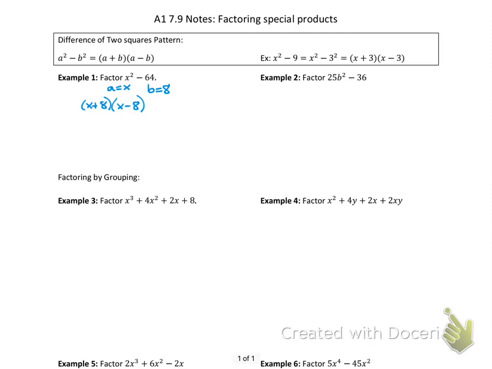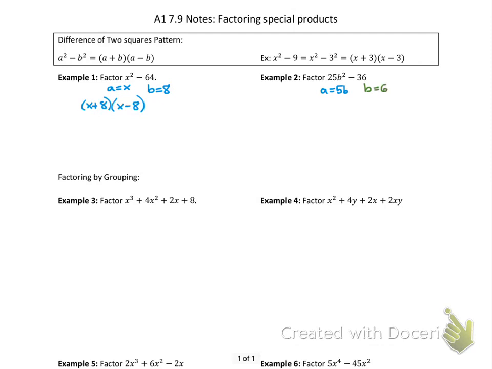Let's do another one that looks a little bit scarier, but isn't. Well, if you have 25b squared, 25 is a perfect square, b squared is a perfect square, they're just multiplied together. So what squared makes 25b squared? 5b. Because 5b times 5b is 25b squared. So a is 5b. The other one is really straightforward, right? 36. What squared makes 36? 6. So b is 6.